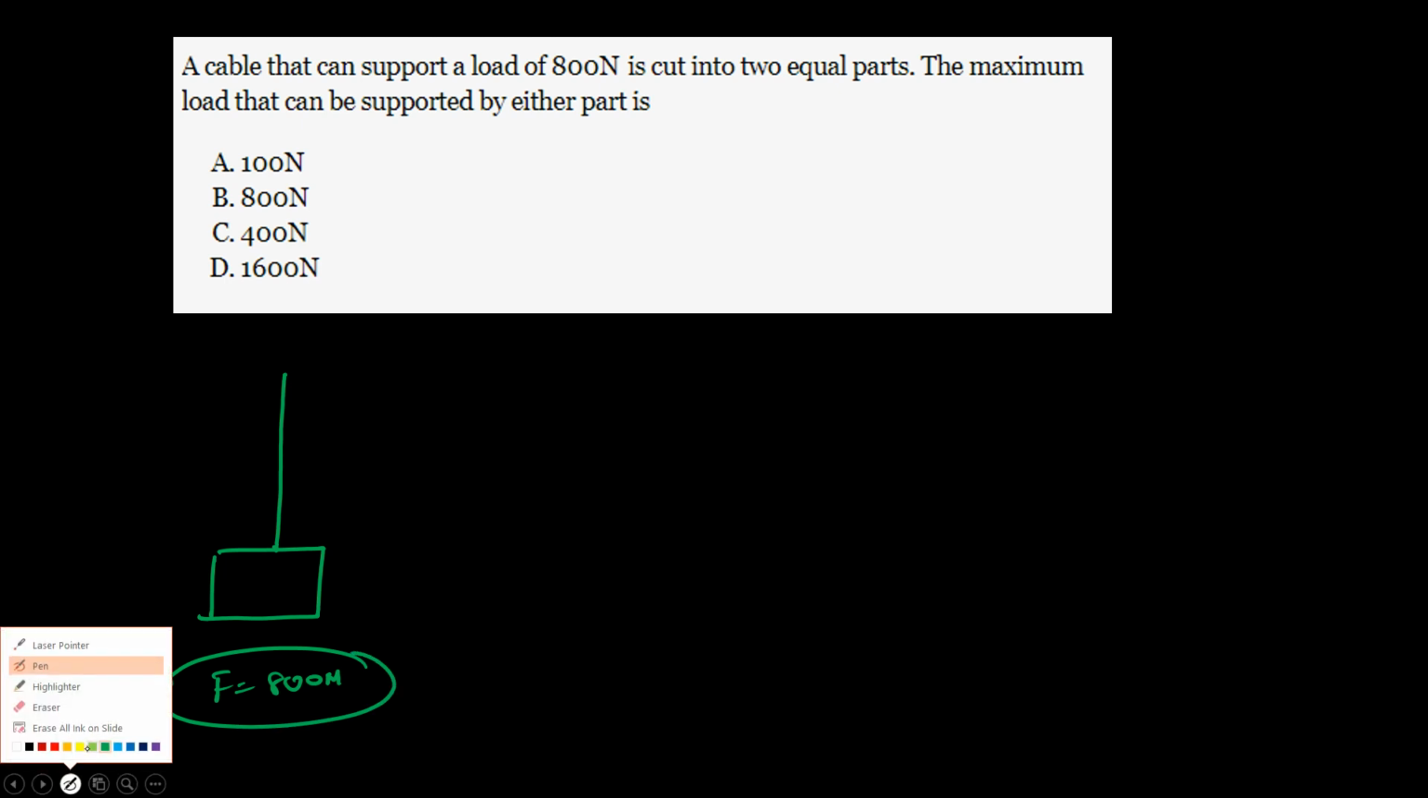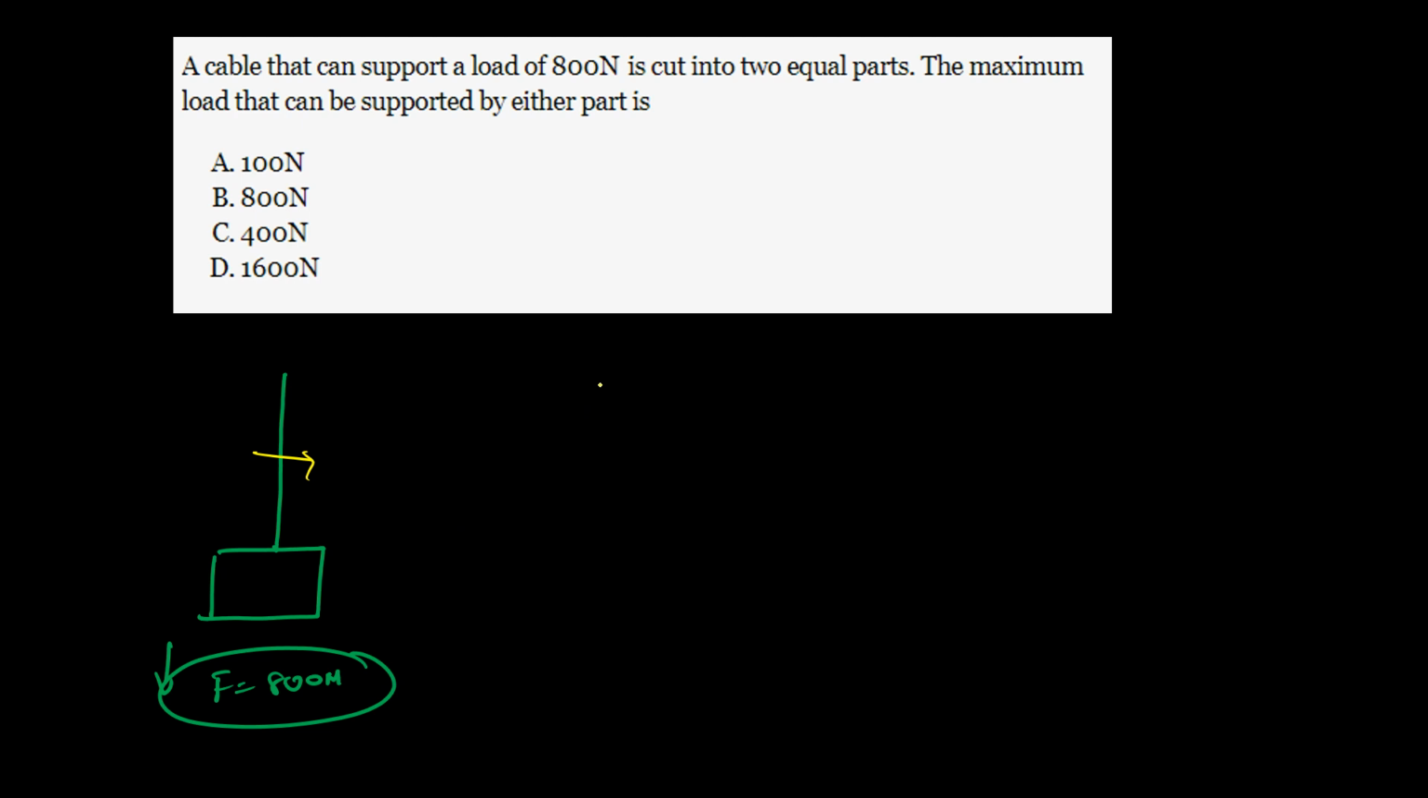Let me go to the next question. A cable that can support a load of 800 Newton is cut into two equal parts. The maximum load that can be supported by either part is? So there is a cable and it can support a load of F equal to 800 Newton, right? Then it is cut like this, and then it is hung. Now what will happen to both of these? The maximum load that it can support. Now how much can it support?